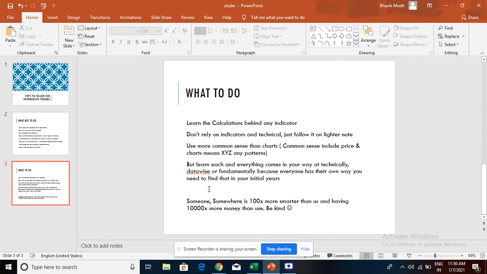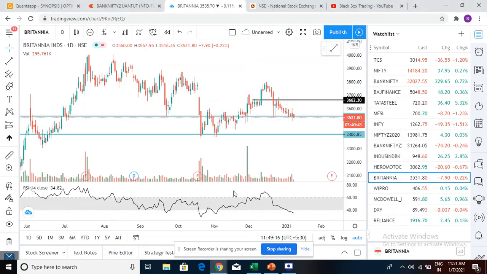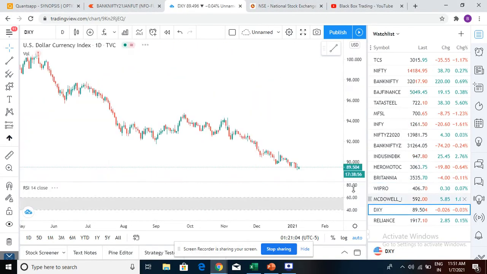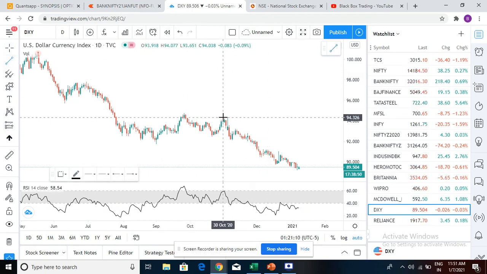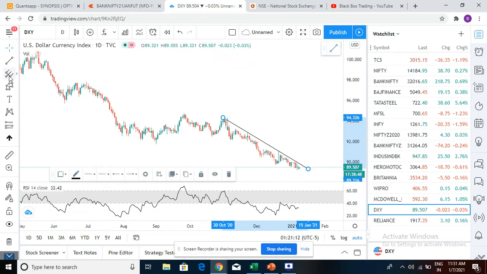See, another thing is, common sense is linked with this point. If something is falling, something is rising, there is a pattern. There are patterns like the falling wedge. I don't remember if it is named falling wedge or something else. I don't know much about patterns and all those things. Okay, wait, let me draw this. I'm not good with trend lines and all that stuff.